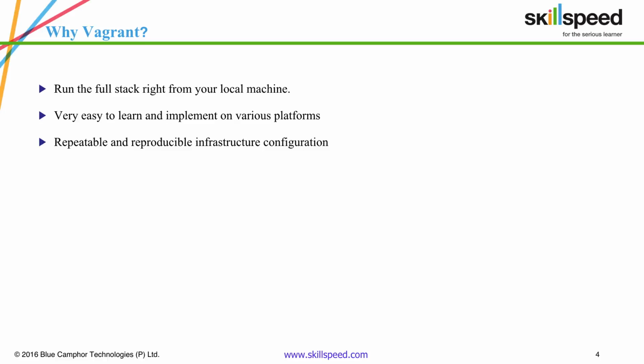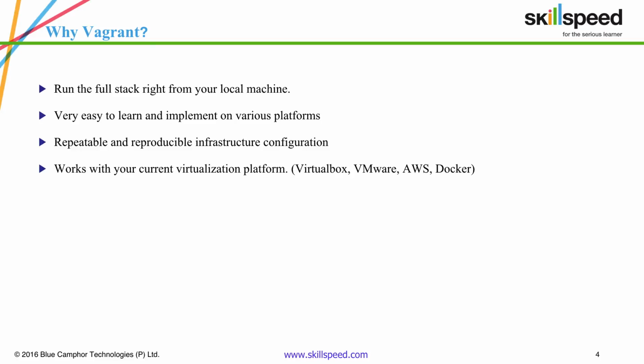It gives you repeatable and reproducible infrastructure configuration. You must have heard of something called immutable infrastructure. Vagrant gives you the ability to turn your infrastructure into immutable infrastructure. The best part is it works with your current virtualization platform. So you don't need to get rid of your virtualization platform. Rather, you can continue to use your VirtualBox, VMware, AWS, Docker. What Vagrant does is create a wrapper around the existing platform and make things much easier for you to work with and implement.